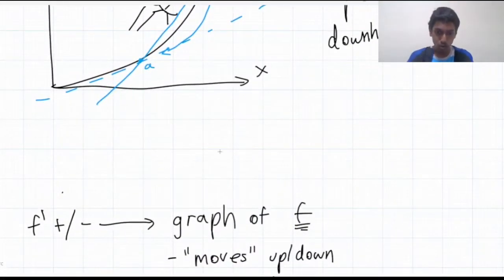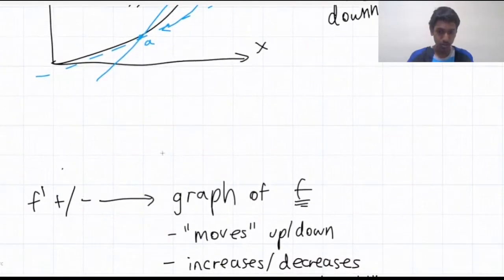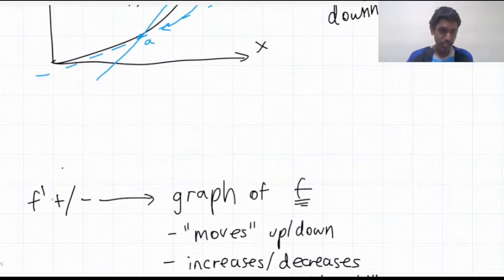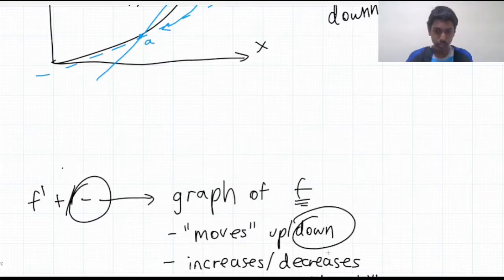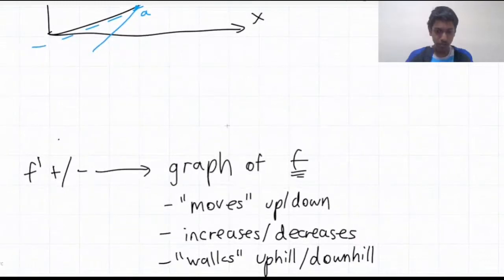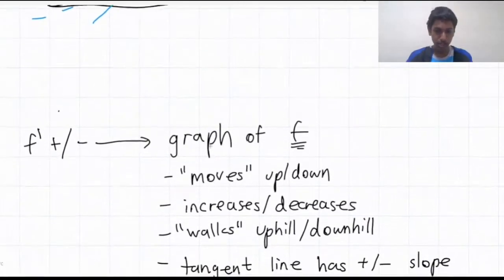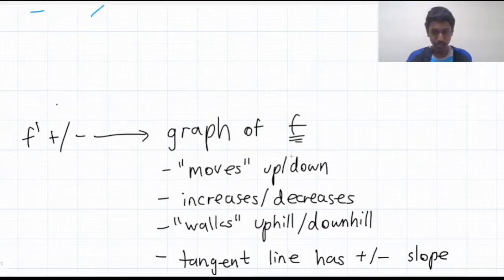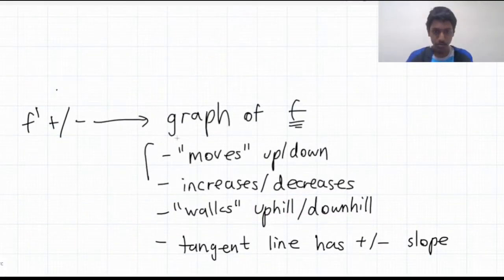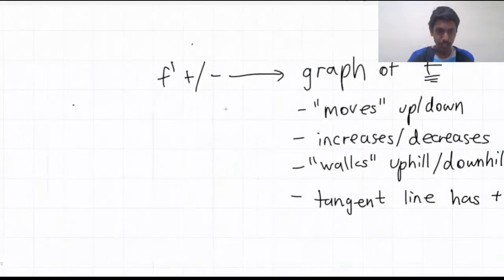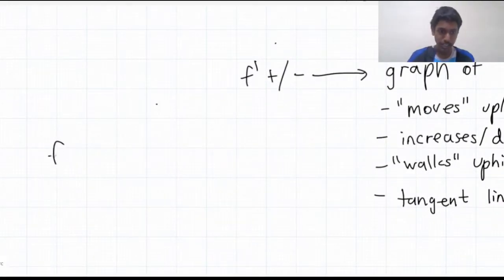So we can say the graph moves up and down, right? Another word for that: increases, decreases. For example, if the first derivative is negative, then we're moving down and we're decreasing, and so on. And we can also say walking uphill, downhill, like we just talked about, or the tangent line has plus or minus slope. So this might just be a review for you, but it's important to keep all of these different graphical representations in mind when we're now going to be talking about the sign of f double prime.